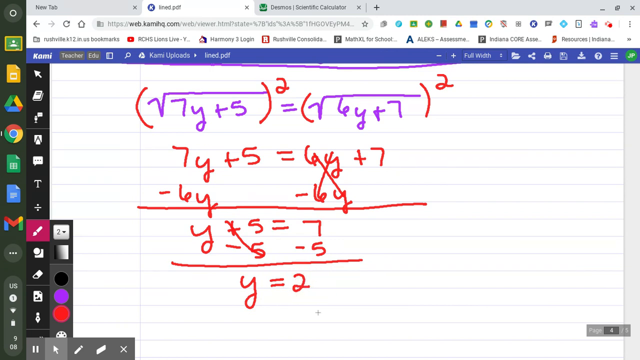Y equals 2. And so if you put the 2 back in, so right here I would have 7 times 2 is 14 plus 5. So that would end up being the square root of 19. And then here I'd have 6 times 2, which is 12, plus 7, which is the square root of 19. So the square root of 19 does equal the square root of 19. So that is my answer.